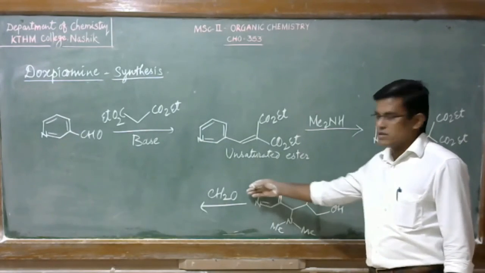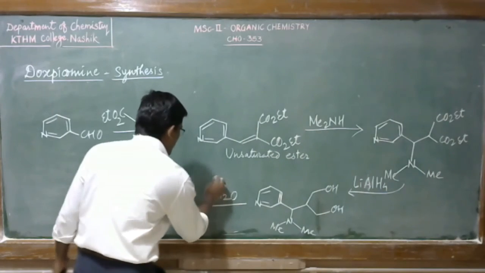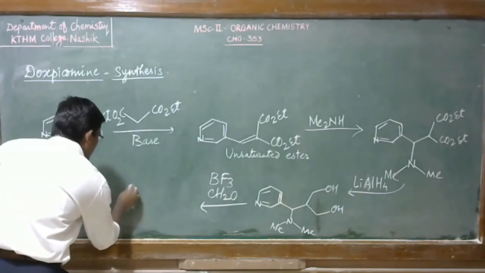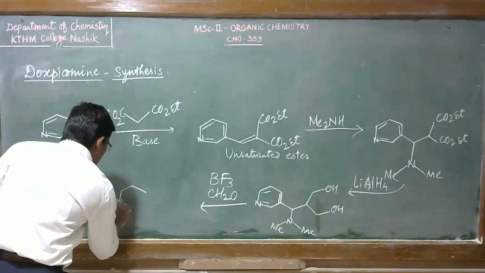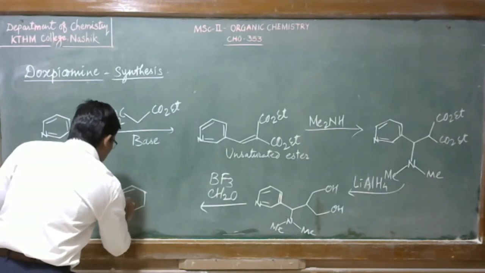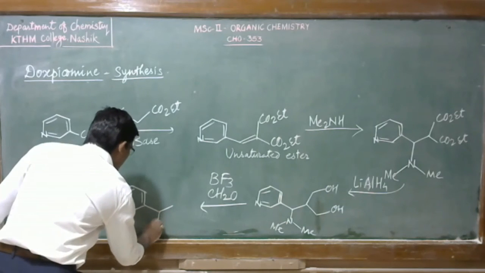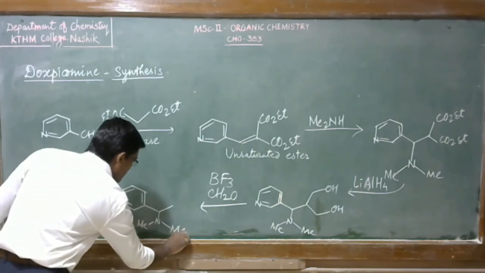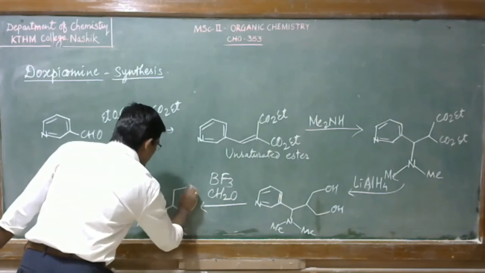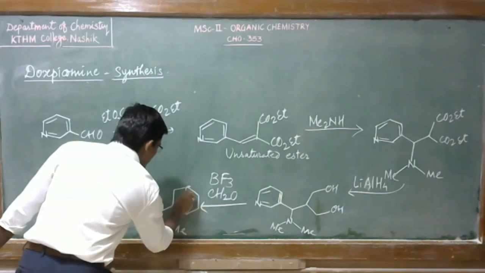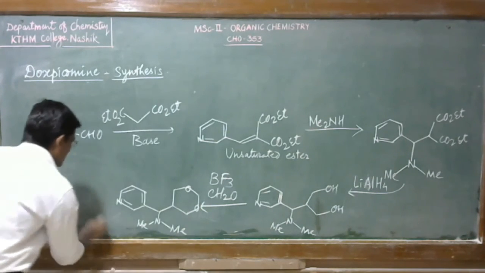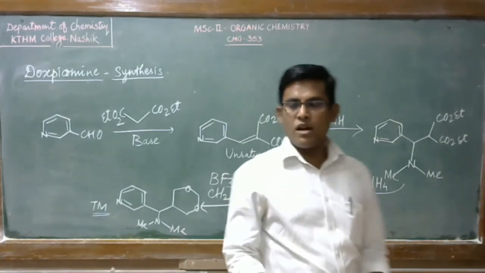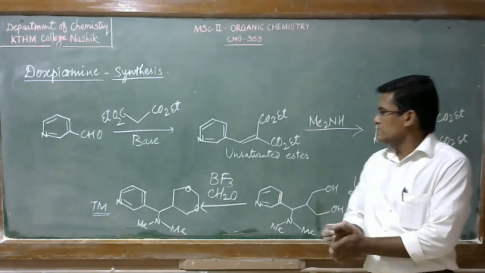treatment of this diol with formaldehyde in the presence of Lewis acid, for example BF3, it gives the acetal. Okay, so this is our target molecule. So this is how we can make this molecule.